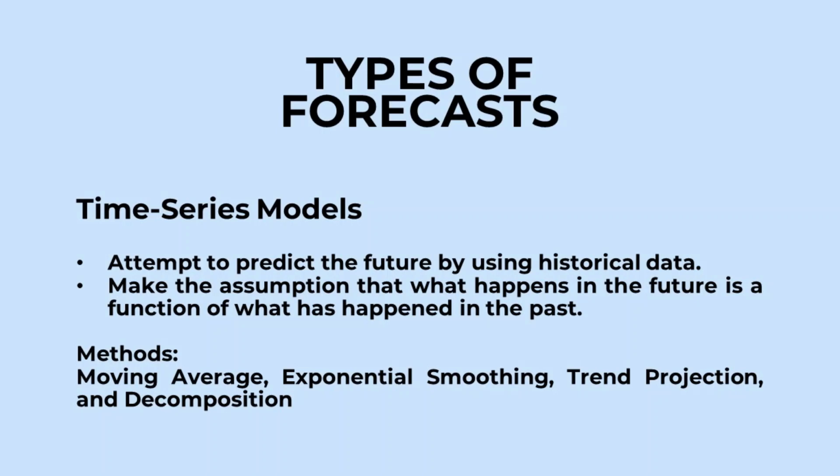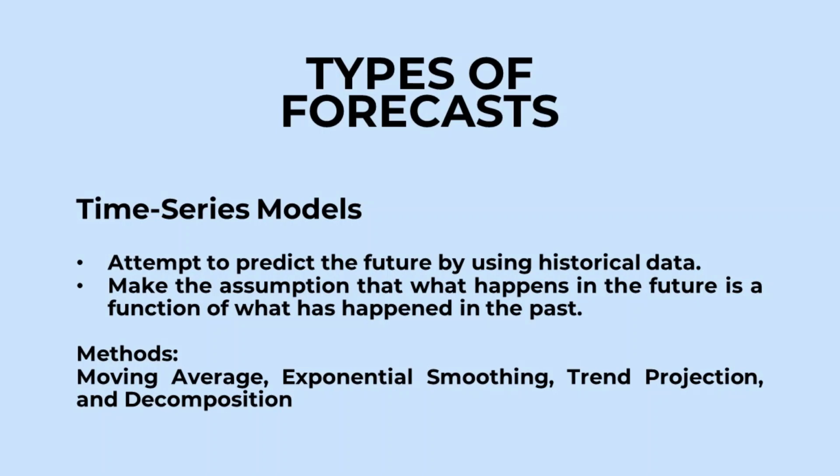Time series models. Time series models attempt to predict the future by using historical data. These models make the assumption that what happens in the future is a function of what has happened in the past. In other words, time series models look at what has happened over a period of time and use a series of past data to make a forecast. Thus, if we are forecasting weekly sales of a particular item, we use the past weekly sales of that particular item in making the forecast.